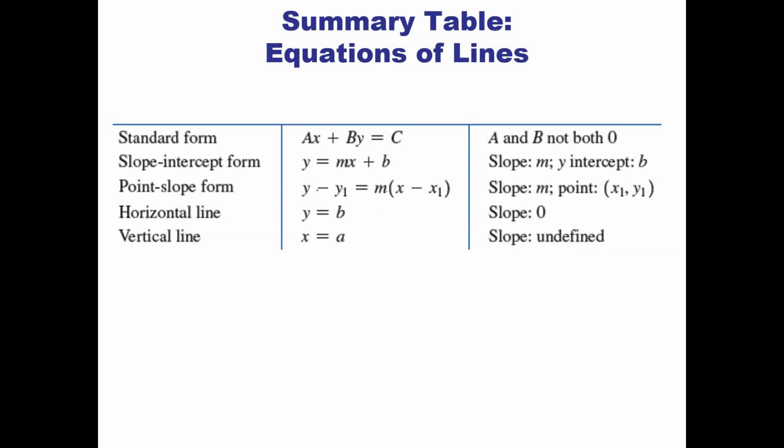We have the point slope form, which is one we just learned last, y minus y1 equals m times x minus x1, where you have a point x1, y1 and a slope m. Horizontal line, that's just y equals b, our slope is 0. And a vertical line, x equals a, and our slope here is undefined because it's going to be a vertical line.